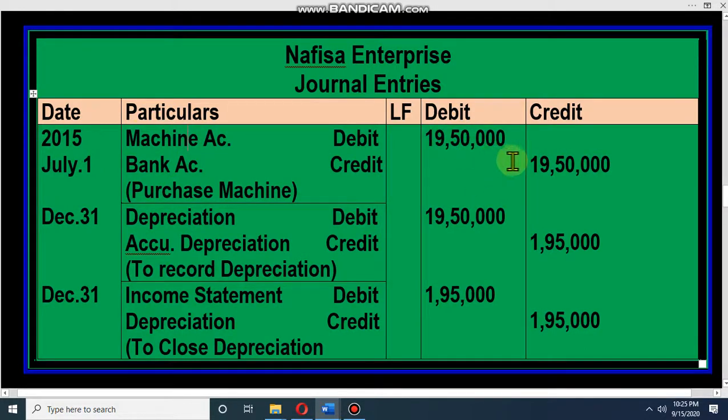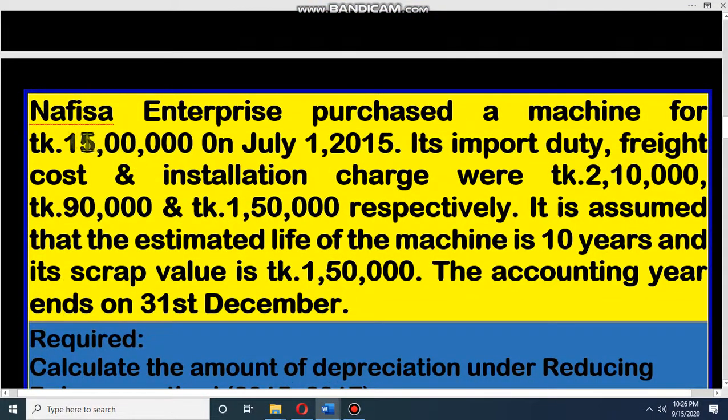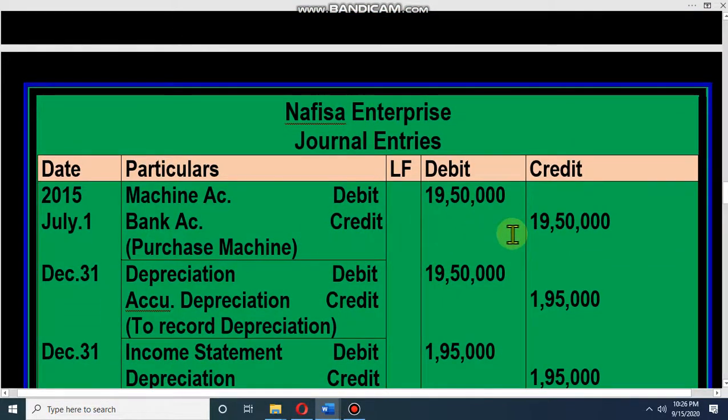Look at the value. It is 19 lakh 50,000. Dear student, be careful. Students may make a mistake here, because the cost price is 15 lakh, but actually it is not 15 lakh. We have paid 2 lakh 10,000 for import duty, 90,000 for freight and 1 lakh 15,000 for installation charge. That's why the total cost of the machine is 19 lakh 50,000. So you have to write 19 lakh 50,000. For this machine on July 1 we have expense of 19 lakh 50,000, and you know that machine is an asset. If an asset increases it is debit, and bank is our another asset, it decreases, so bank account credit. So I hope you understand the first journal.